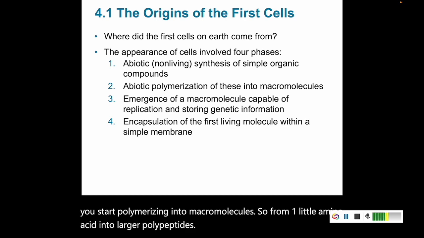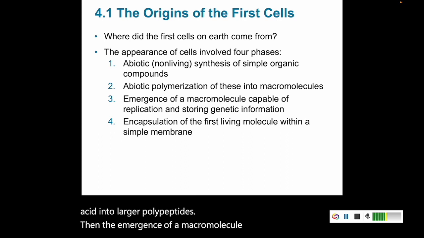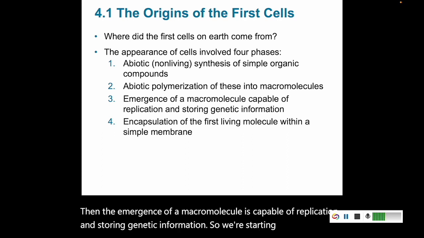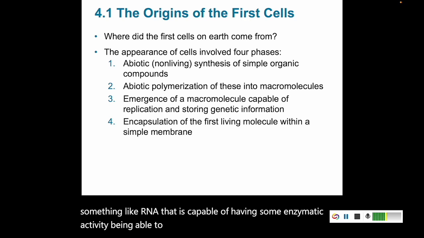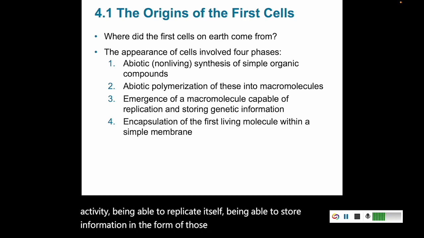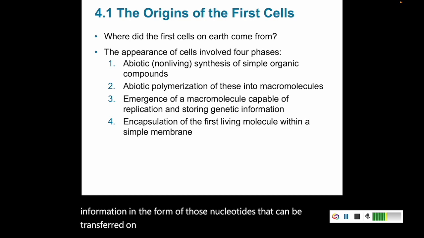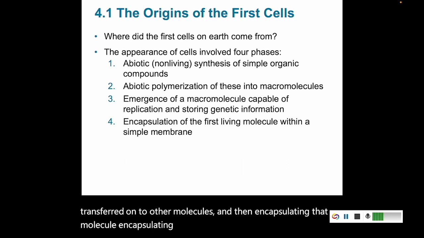Then the emergence of a macromolecule capable of replication and storing genetic information. So we're starting to get something like RNA that is capable of having some enzymatic activity, being able to replicate itself, being able to store information in the form of those nucleotides that can be transferred on to other molecules. And then encapsulating that molecule, encapsulating that RNA within a simple little membrane. There's four pretty generic steps.